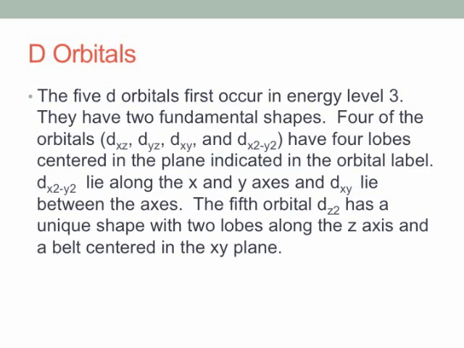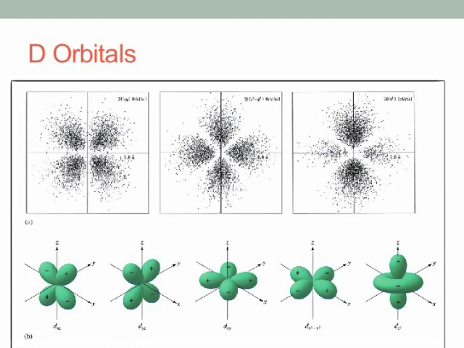lie between the axes. The 5th orbital, d z squared, has a unique shape, with 2 lobes along the z-axis, and then a belt-shaped portion of it that is centered on the xy plane. So as you can see from this diagram, most of the d orbitals lie diagonally between the planes, with the one exception of the x squared minus y squared, and then you can also see the 5th orbital in this group that has a different shape altogether than the others.